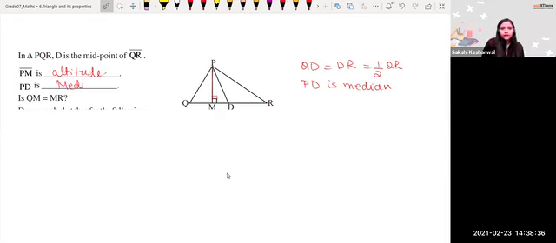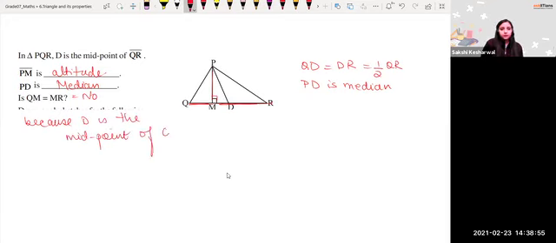Now it says, is the length QM equal to the length MR? No, because D is the midpoint of QR, not M, right? Coming to the next part.